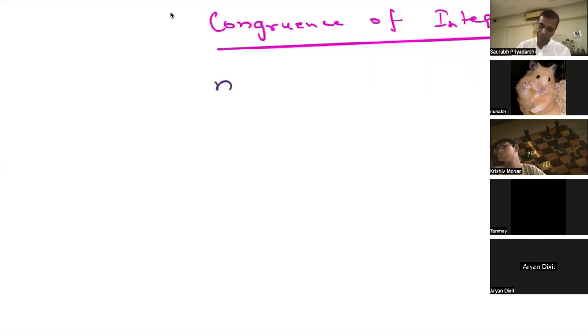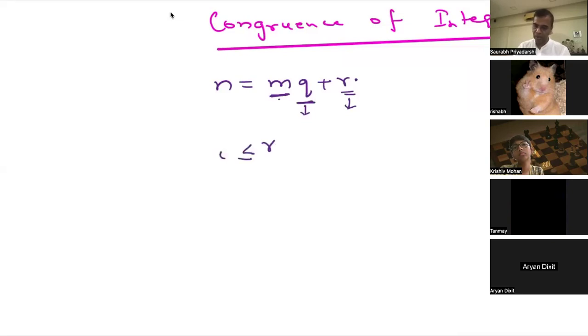Divisibility cases. We know that we can write any integer n as m into q plus r, where r is the remainder. n is the given number, and when this is divided by m, the quotient we get is q and the remainder we get is r, and this r lies between 0 and m. This is division with remainders.